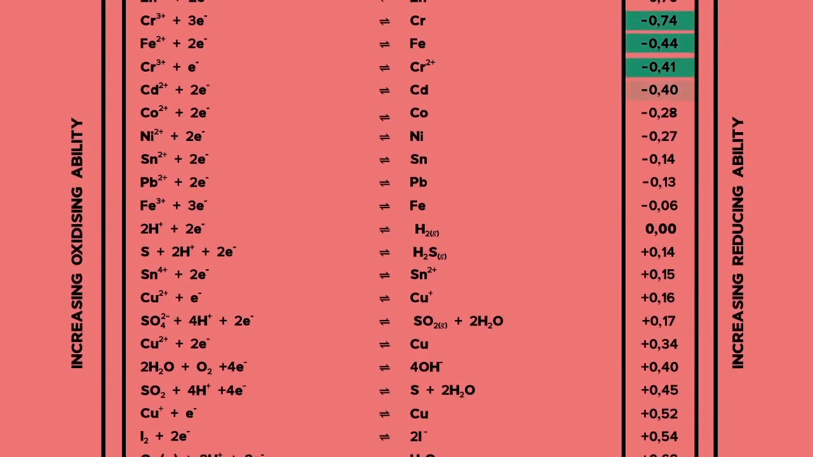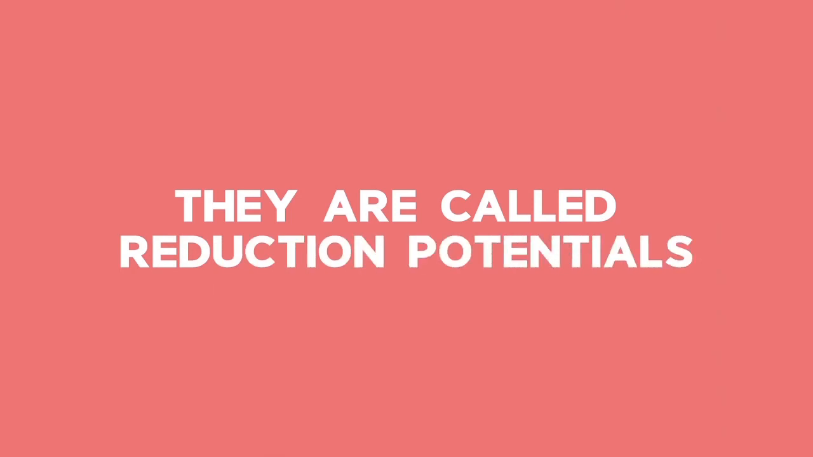Now, you're probably wondering what all those numbers on the side of the redox table are. Those are called reduction potentials, and we'll talk about them in more detail in the next lesson.